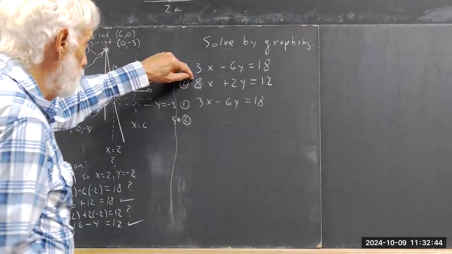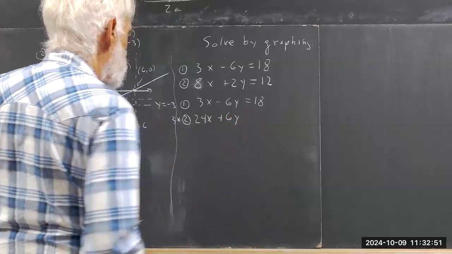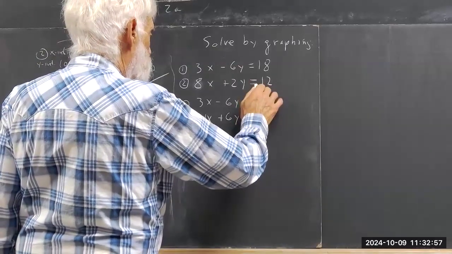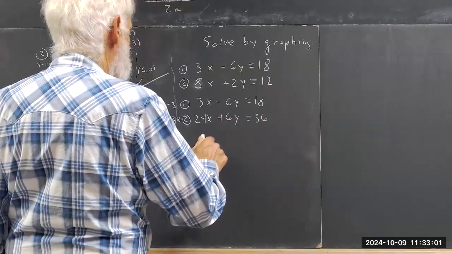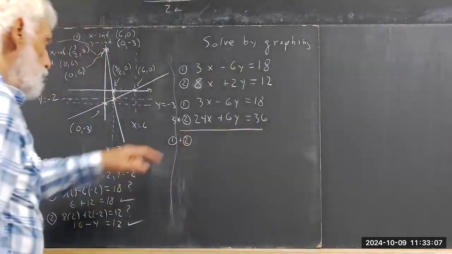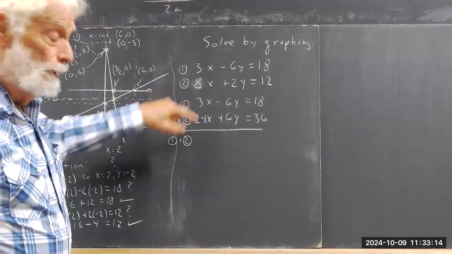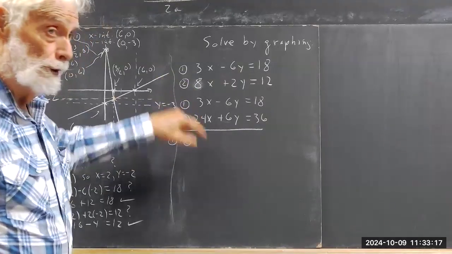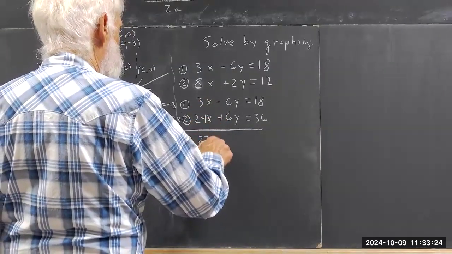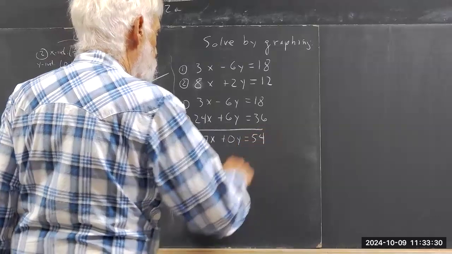Anyhow, we do 3 times equation 2, 3 times 8 is 24. And we're going to multiply both sides by 3, so we distribute the multiplication, so we get the 6y. Hence, 3 times 12 is 36. So now I'm going to do equation 1 plus equation 2. Again, I don't mean this equation 1 plus this equation 2. I mean our last set of equations. When we look back here, this is our equation 1 and this is our equation 2. So we add them, we get 3x plus 24x, which is 27x, plus 0y equals 54.